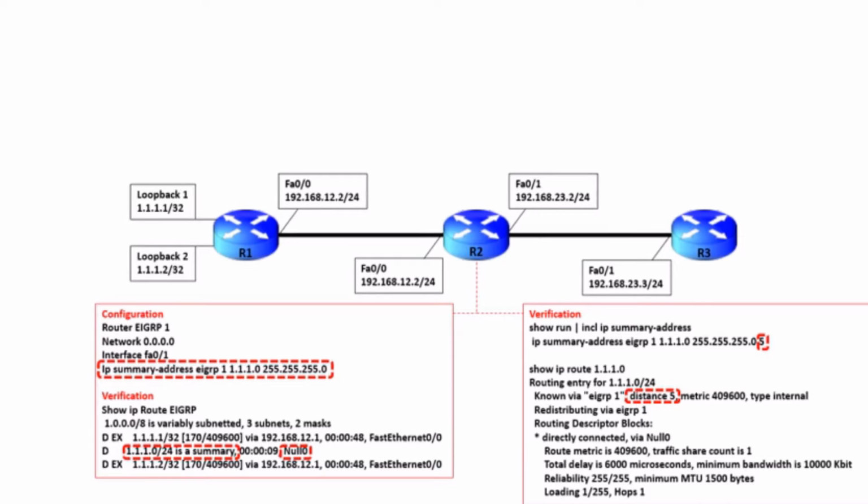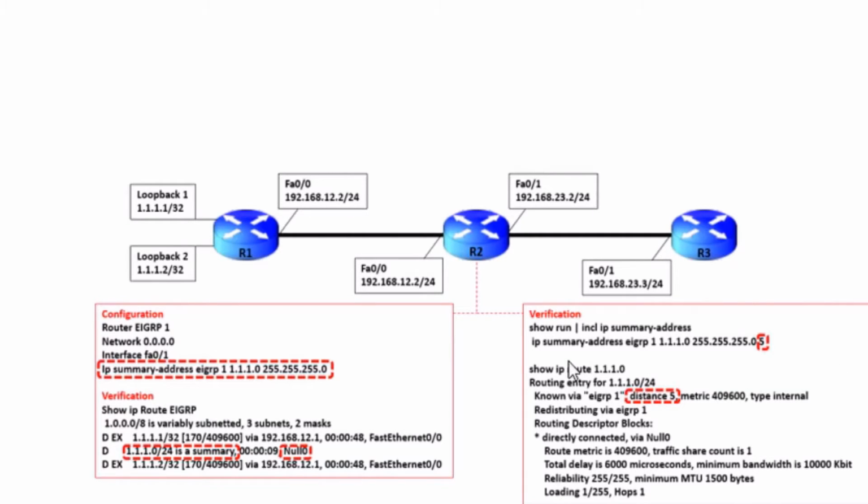On router R1 interface Fa0/1, which is pointing towards R3, we have to summarize both the loopbacks with the command ip summary-address eigrp 1 with the summary network and /24. However, it's interesting to see that as soon as the command is given, a null route is installed for the summarized network on R2, which is a loop prevention mechanism.